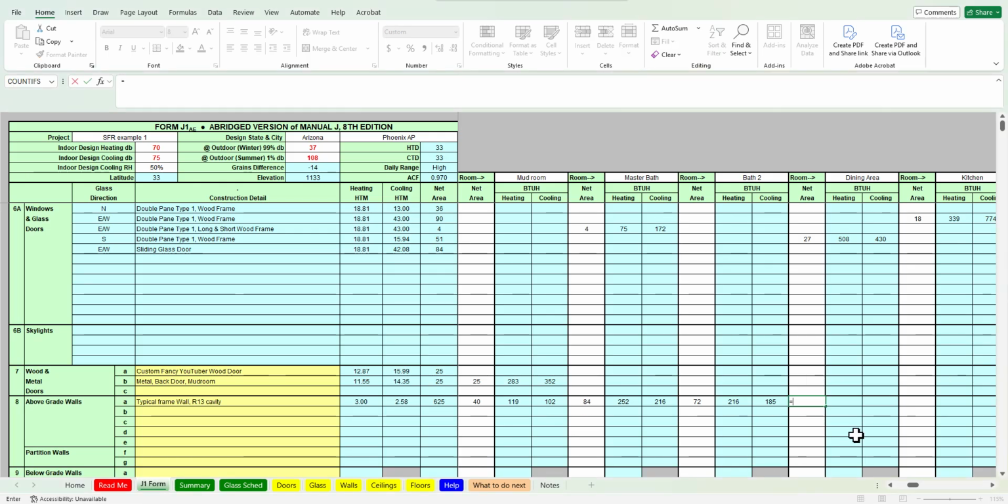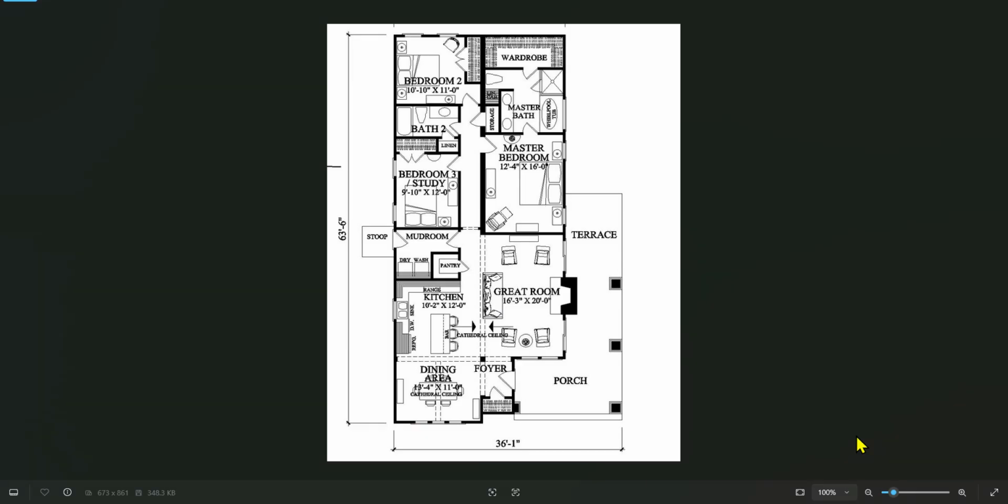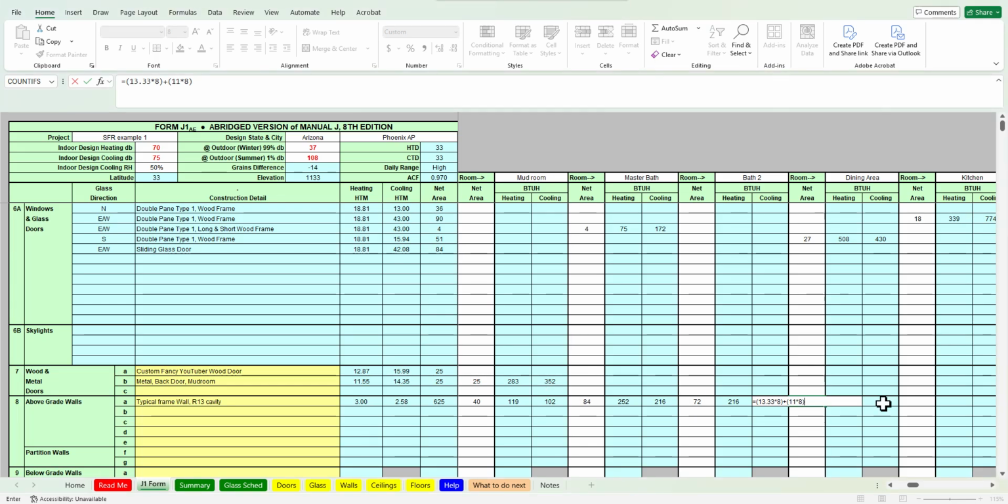So I have equals, open parentheses, 13. 4 would be a third. Yeah, so 4 inches, because it's 13 feet 4 inches. 4 inches is a third of 1 foot. So it'd be 13.33 times 8 plus 11 times 8, right, because it's 13 by 11, okay, minus this window area.